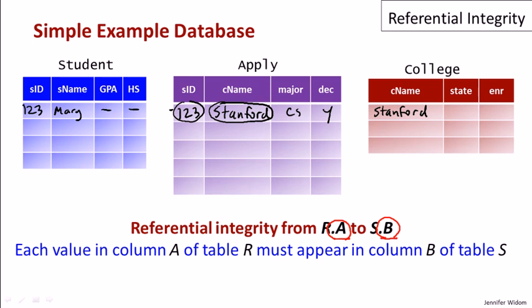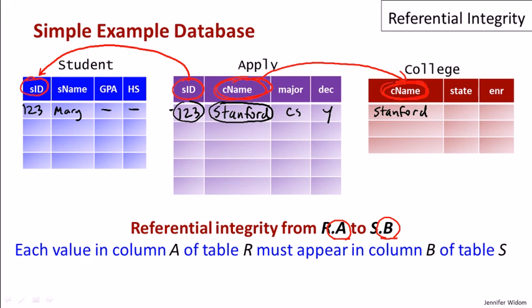So if we take a look at our example, we would say then that we would have referential integrity from the SID column of apply to the SID column of student. We would expect every value that appears in this column to also have a value in the other column. And similarly, we'll have referential integrity from the college name attribute in apply to the college name attribute in college. Again, we want every value that appears in this column to also appear in this column.